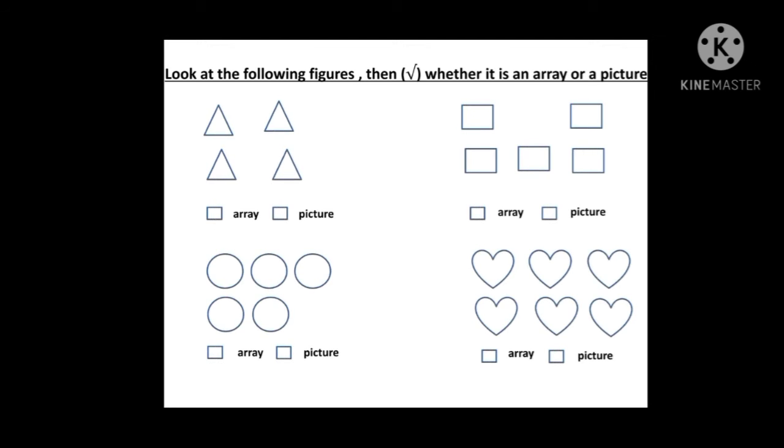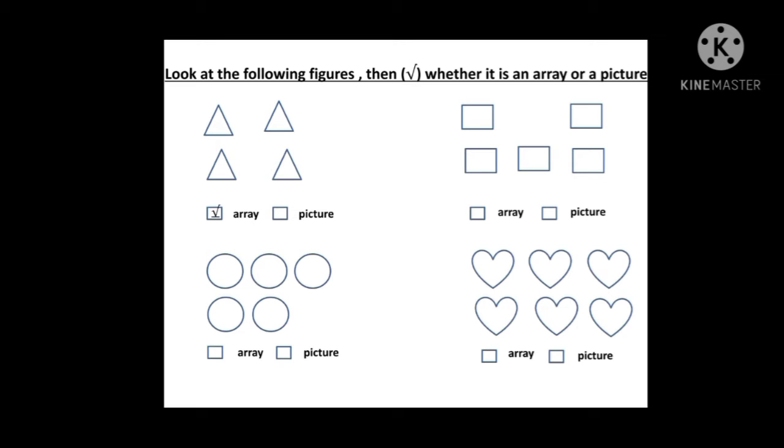Look here. Look at the following figures, then choose whether it's an array or a picture. The first one I have here, he asked me, is this an array or a picture? Of course, this is an array. Why? Because I don't see here any gaps between them. I have groups of rows and groups of columns.